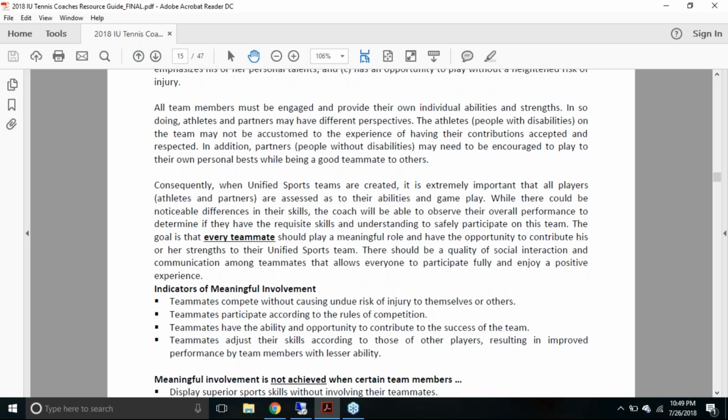In so doing, athletes and partners may have different perspectives. The athletes, people with disabilities on the team, may not be accustomed to the experience of having their contributions accepted and respected.